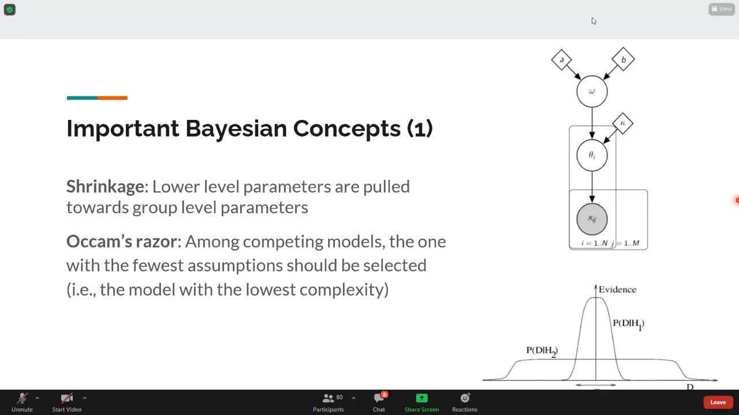What will happen is they will be pulled together because of that common prior they have. So this is what's called shrinkage. If you have lower level parameters and they are dependent on a higher group level parameter, they are pulled towards that group level parameter.